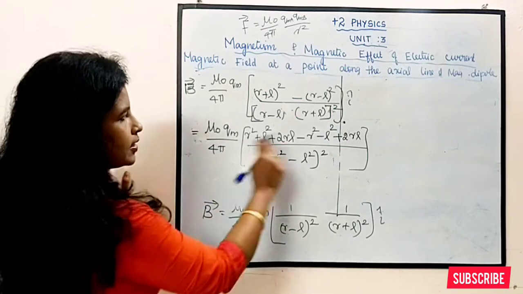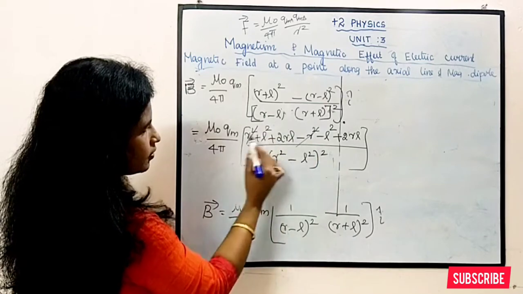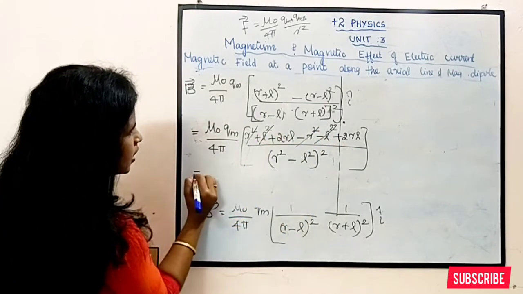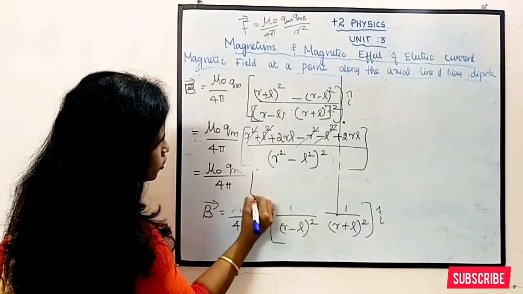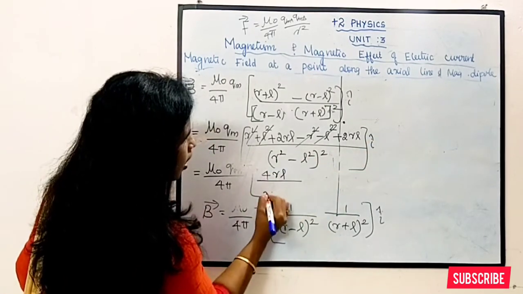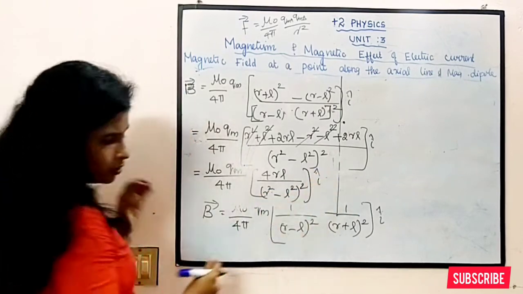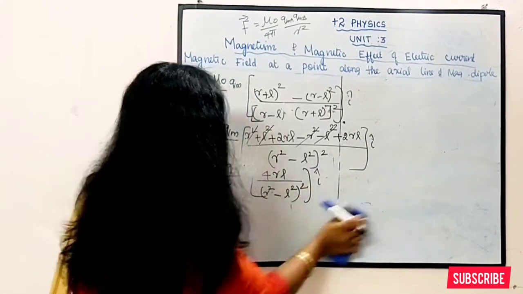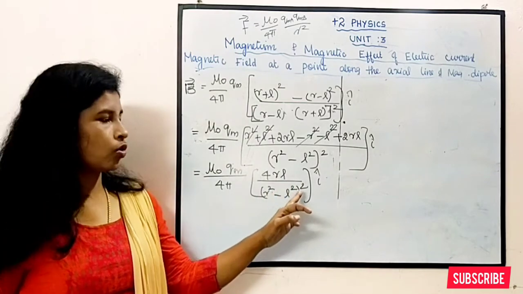Okay, now we can simplify it. Cancel the common terms. R square on r square, it is same. Okay, L square minus L square cancel. So the remaining term is, we can write it as mu naught qm by 4 pi into 4rl, I cap is there, by (r square minus L square) the whole square. Okay. So by simplifying this, we have got this answer. That is mu naught qm by 4 pi, 4rl by (r square minus L square) the whole square.